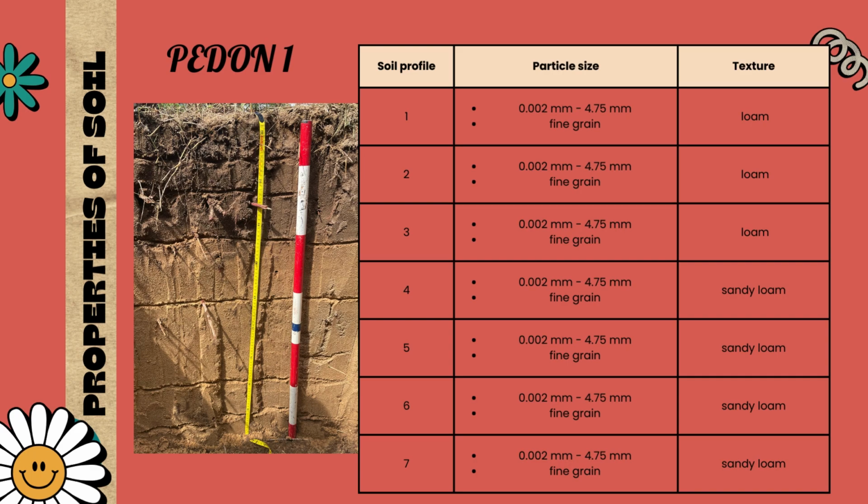The fourth to seventh layers are sandy loams. The texture of sandy loam is moderately coarse due to the highest sand content. Sandy loam soil has excellent drainage properties due to the highest sand content. Water drains relatively quickly, preventing waterlogging and providing aeration for the plant roots. As for the particle size from the first layer to the seventh layer, it is generally 0.002 mm to 4.75 mm, and we can see that as fine grained because basically the soil at Mardi is a sandy soil.